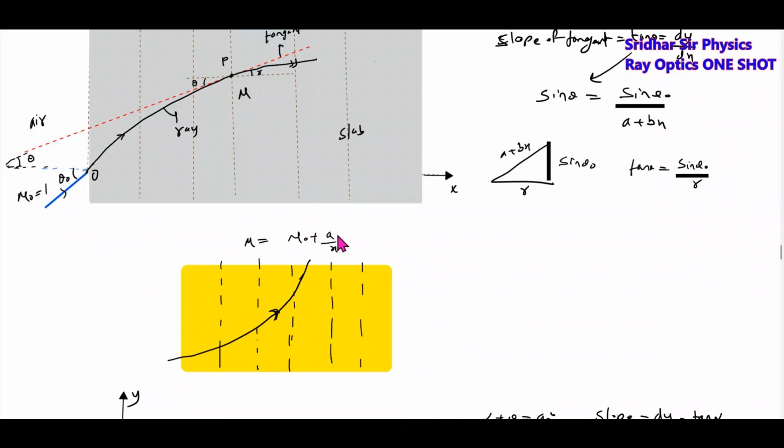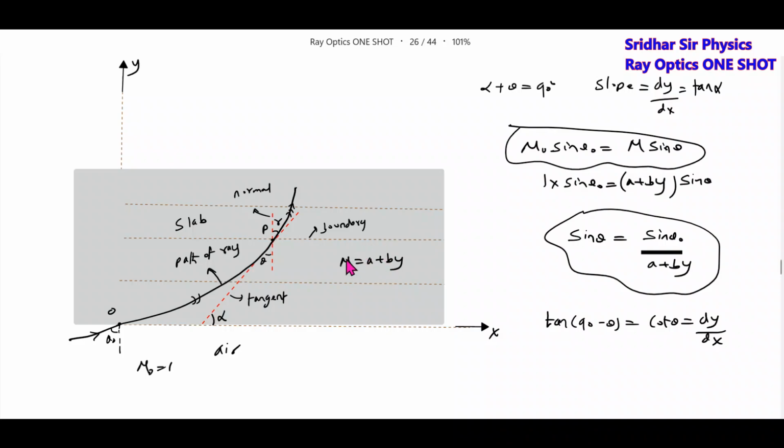Again, the same methodology. Condition: the refractive index of the slab is varying along the y-axis. Then what conditions do we have to work out? How are the boundaries? The boundaries will be parallel to the x-axis, because mu is varying along the y-axis. Then here the normal will be parallel to the y-axis.